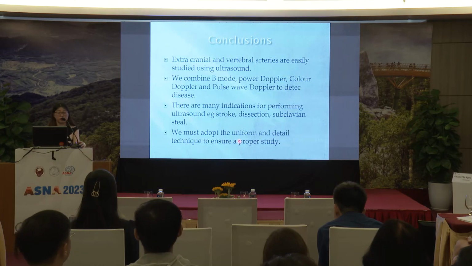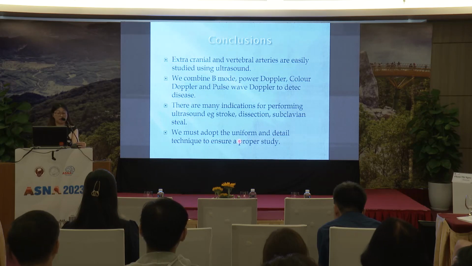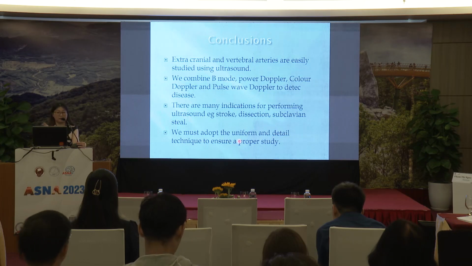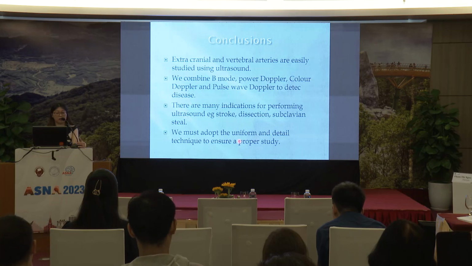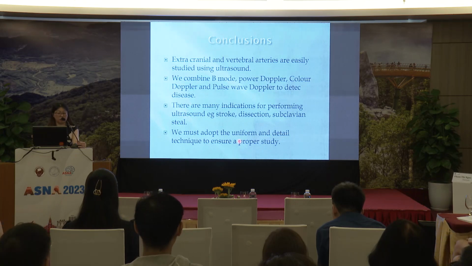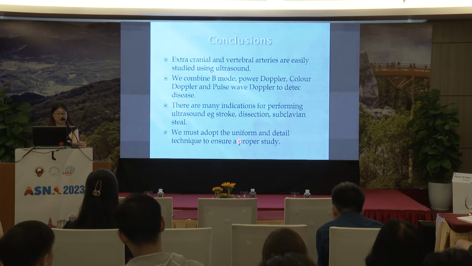So in conclusion, extracranial and vertebral arteries are easily studied by using ultrasound. We also combine B-mode, power Doppler, color Doppler, and pulse wave Doppler to detect the disease. And there are many indications for performing ultrasound, not only for stroke, but we also consider dissection and subclavian steal. But we must adopt a uniform and detailed technique to ensure a proper study. Thank you very much.